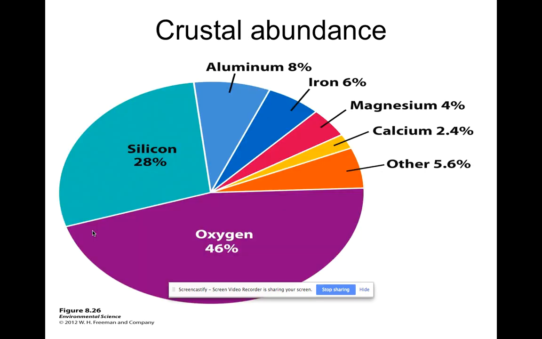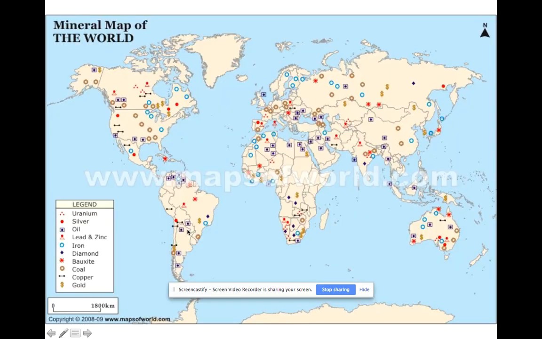So when we look in the crust, where we're actually doing most of this mining, most of our minerals and rocks are going to be made up of silicon and oxygen because the crust is made up of silicon and oxygen. So those are the two most important things here. We also have some aluminum, iron, magnesium, those kinds of things. But again, these two are the most important ones that we should know.